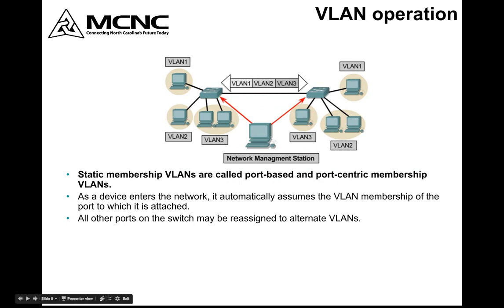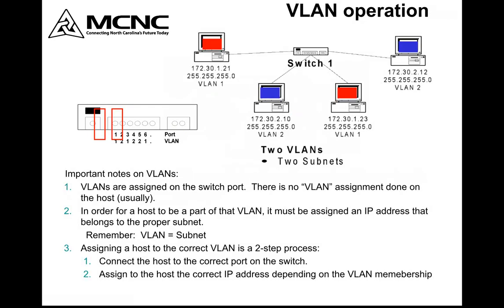So, static memberships, port-based, and port-centric memberships. You'll see here we've got VLAN 1, 2, and 3. Each of these computers is plugged into an individual port. They get their port assignments managed and manually configured using a static membership. As a device is plugged in and unplugged, it automatically gets the membership that was on that port itself, on the switch. There's no configuration of your computers.